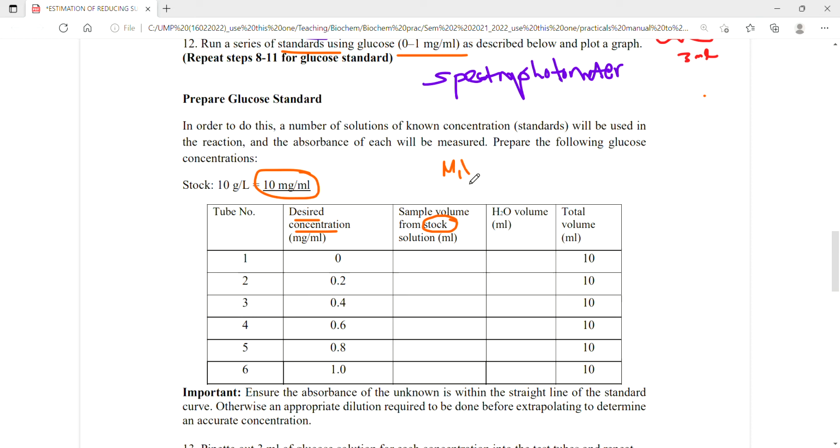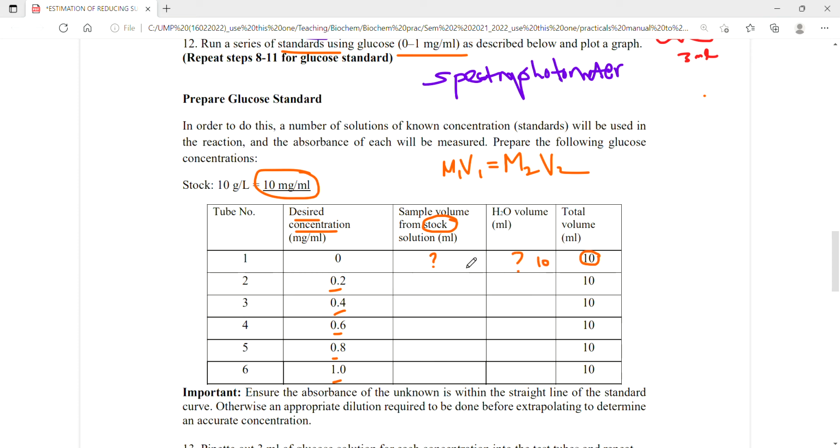You have to use this equation, M1V1 = M2V2, whereby you consider the concentration and volume before dilution and after dilution. So you are to make a total of 10 ml from this 10 milligram per ml stock until it becomes 0.2, 0.4, 0.6, 0.8, 1 milligram per ml for each one, with the end dilution being up to 10 ml. Find out how much of the stock you need to use, and also how much water to be used.